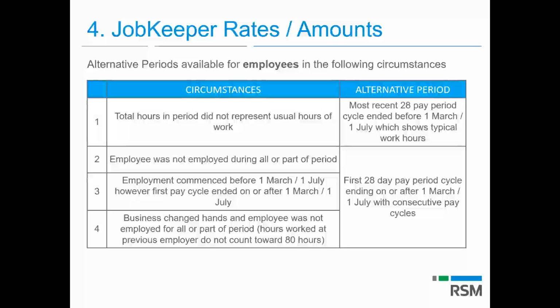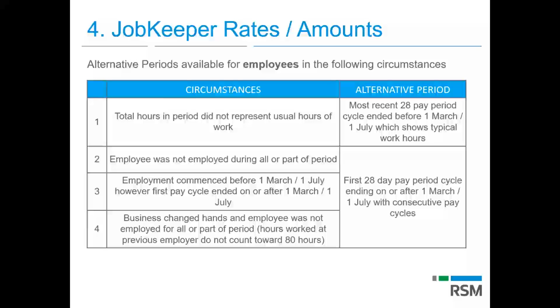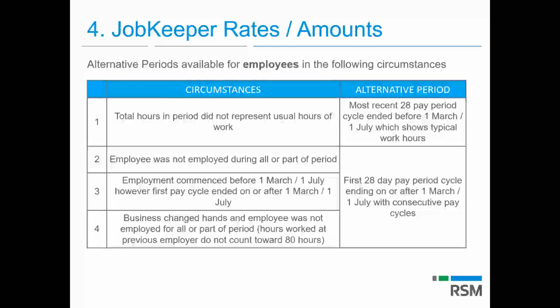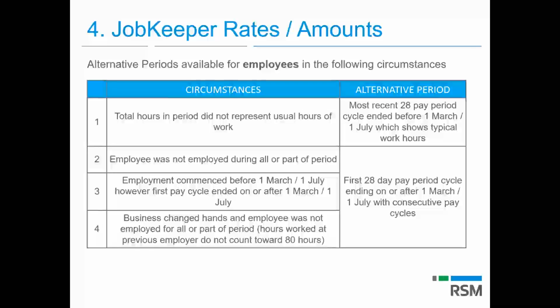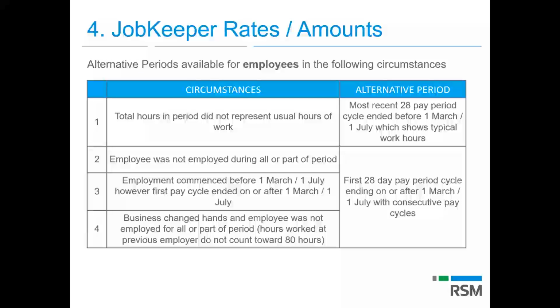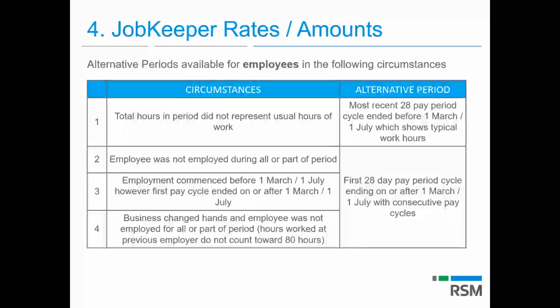So where one of those tests is satisfied, the first 28-day cycle ending on or after 1 March or 1 July may be used. And note that where the pay cycle is less than 28 days, the cycles must be consecutive to get you to the 28 days. Where an employee does not qualify for more than 80 hours under the standard qualification test, the employer must consider if one of the alternative tests applies to get the employee up to the higher rate.